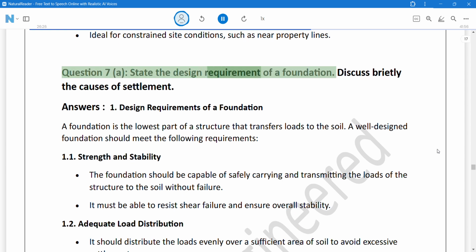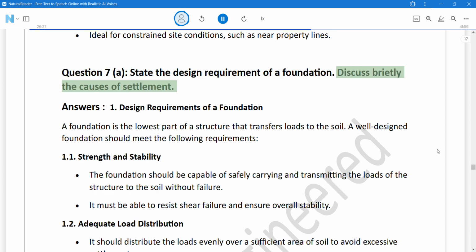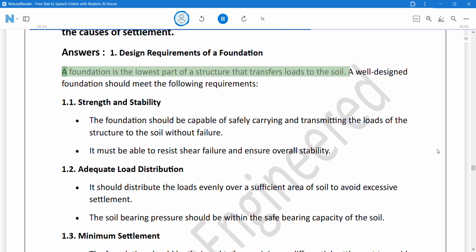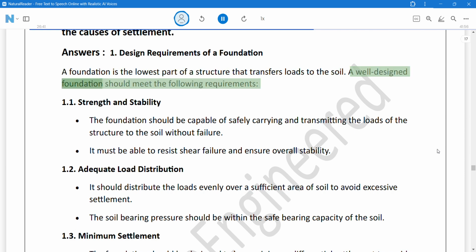Question 7. State the design requirements of a foundation. Discuss briefly the causes of settlement. Answer. 1. Design requirements of a foundation. A foundation is the lowest part of a structure that transfers loads to the soil. A well-designed foundation should meet the following requirements.